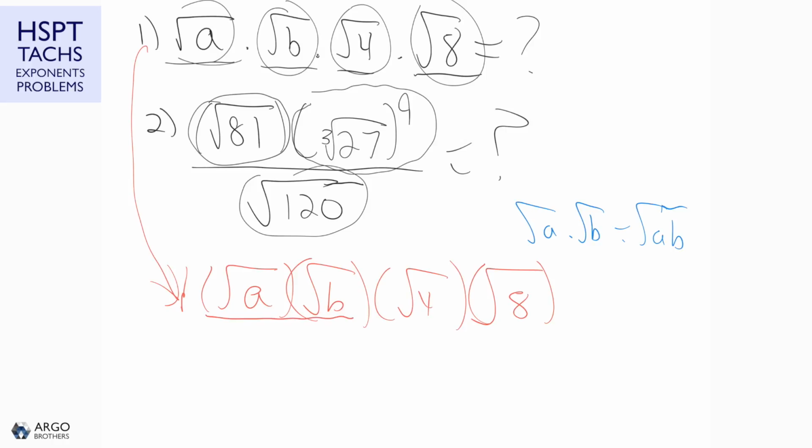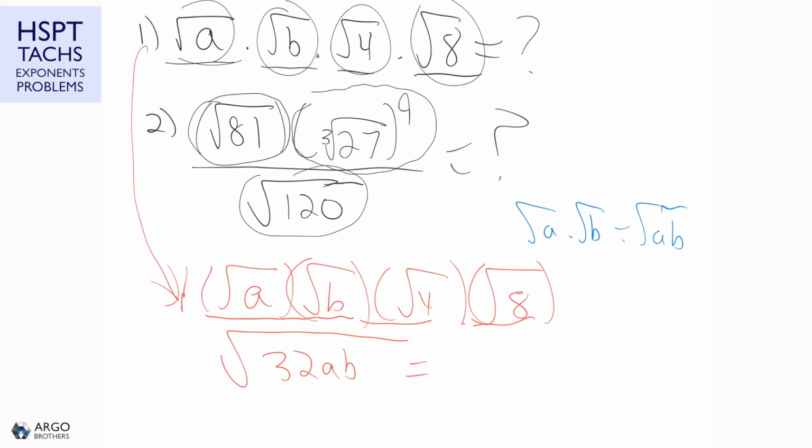So radical a times radical b times radical 4 times radical 8. We multiply everything inside to get this. So we have 4 times 8 is 32. So 32ab. And that is our answer. But we can simplify it more. It's okay if you don't in this case because we're just starting out. But I'm going to show you guys what the proper simplified answer is.